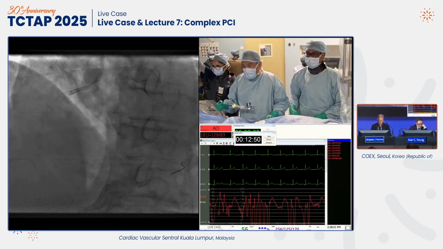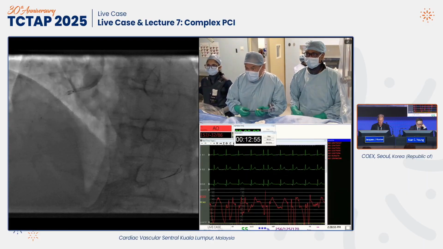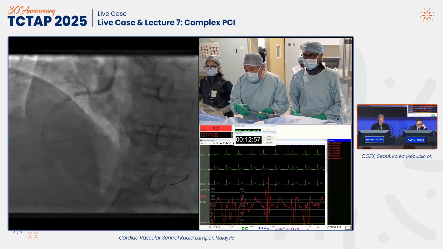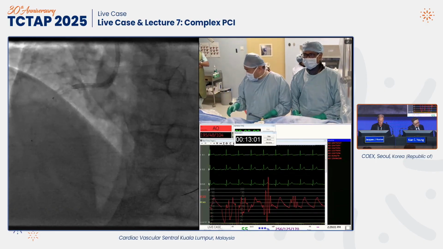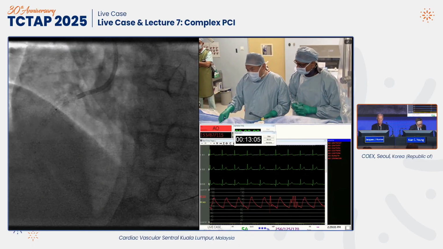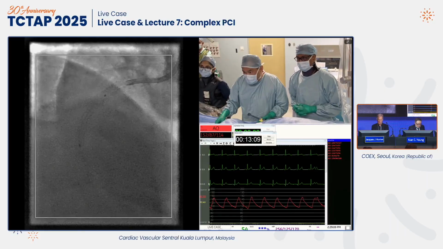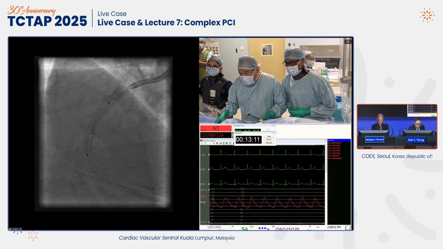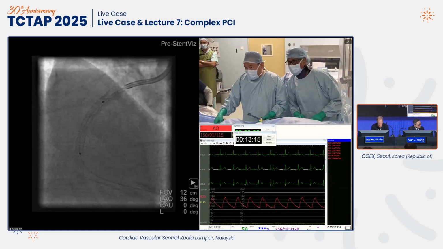I'll be very interested to actually see the final OCT results and see the expansion. Because in the Pinnacle 1, 90% of patients actually had good stent expansion, and AACPI suggests that it should be at least more than 80%. So that has been quite good. Stent boost, one more, please.